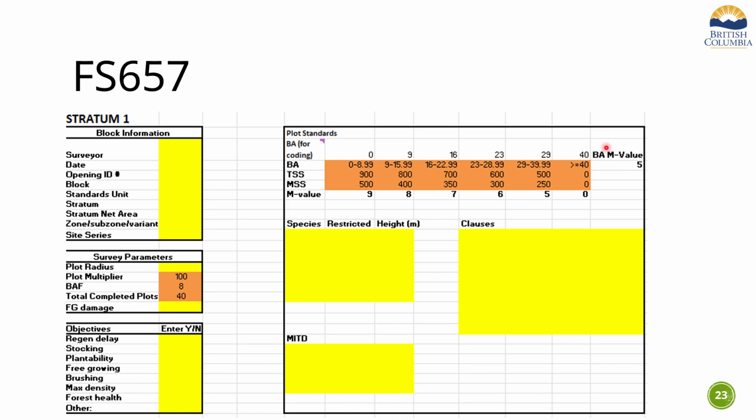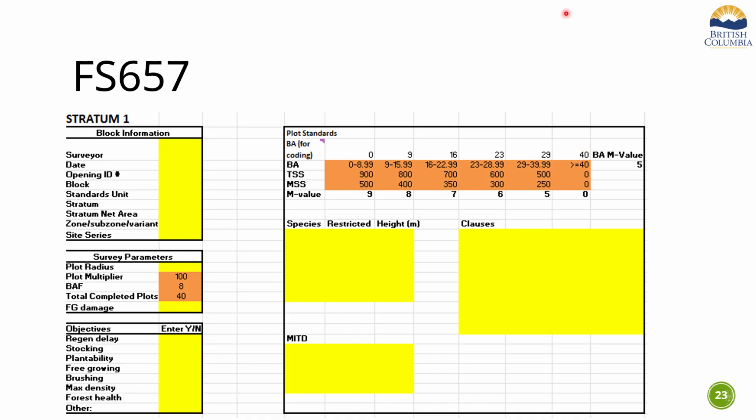Lastly, you have to enter the stocking standards. You need to enter the basal area ranges for each of the groupings, and you have to use this format specifically. That's key for getting the formula in this row to work, and this is needed in order to get some of the calculations in the FS 658, 659 sheet to work.